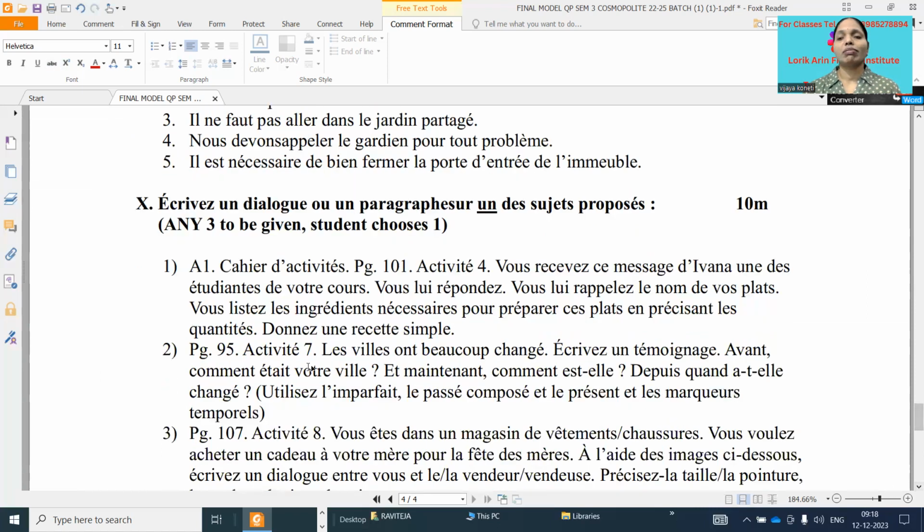10 marks, and either a dialogue or a paragraph we have to write. "Écrivez un dialogue ou un paragraphe sur un des sujets proposés." Write a dialogue or paragraph on one of the proposed topics. 10 marks. Here they mention 6, but in the exam they will give any 3, and the student should choose one.